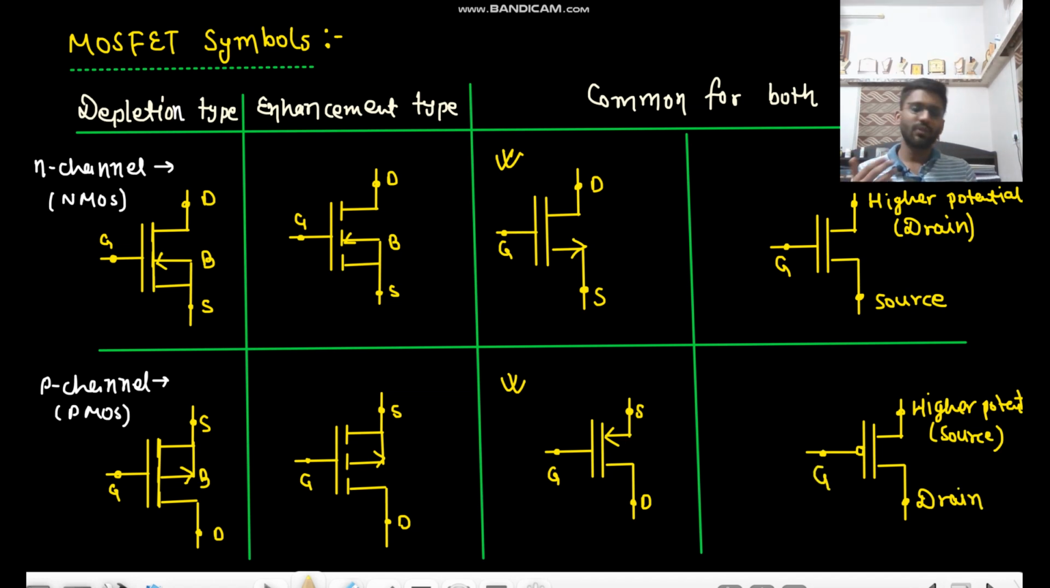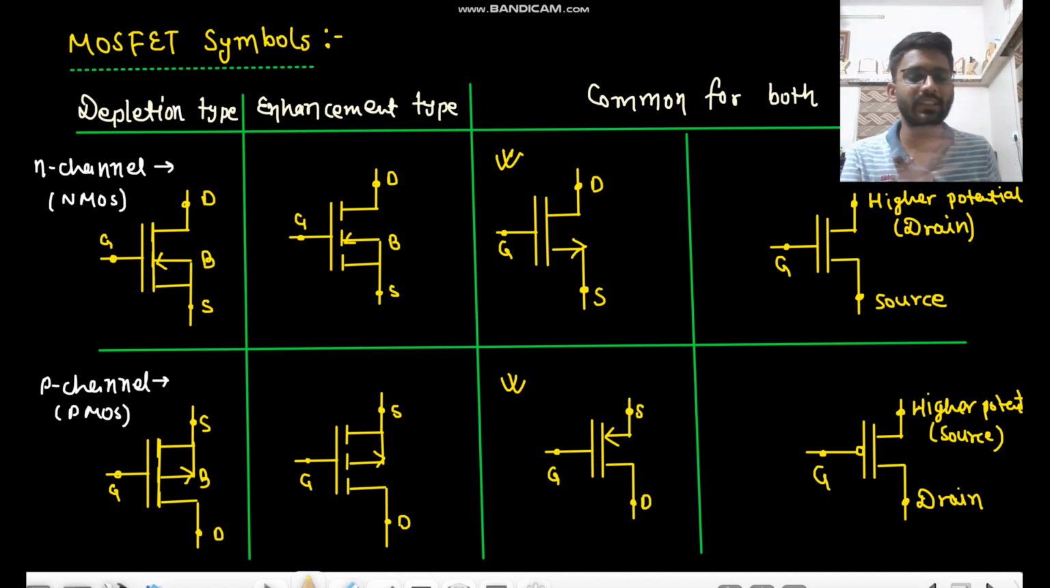So in case of PMOS or in case of NMOS, you just need to see the higher potential. The one which is at higher potential, that would be source in case of PMOS, and the one which is at higher potential in case of NMOS, that would be drain. So these are the MOSFET symbols. Okay, so these two are commonly used. This is for NMOS, this is for PMOS. So you should remember that, in circuit analysis this is very important.